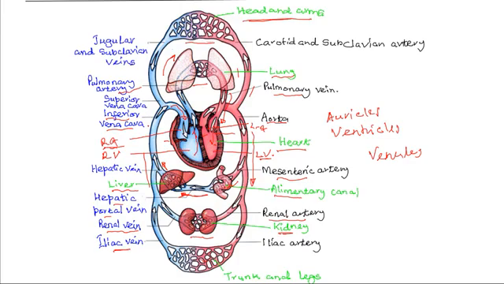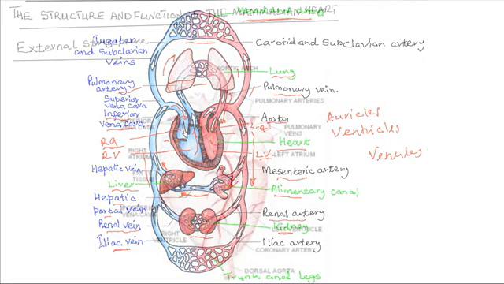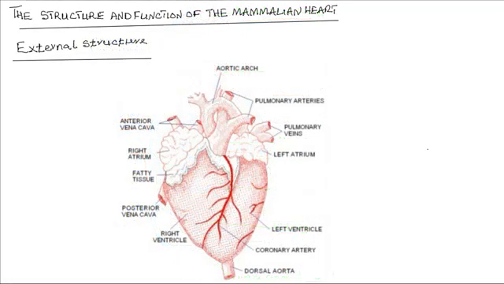The heart is a muscular organ that is located in the chest cavity. It is located in between the two lungs in the thoracic cavity, and the primary function of the heart is to pump blood to the whole body. Now, in order to understand how the heart is adapted to this function of pumping blood, we look at the structural features, starting with the external structures.